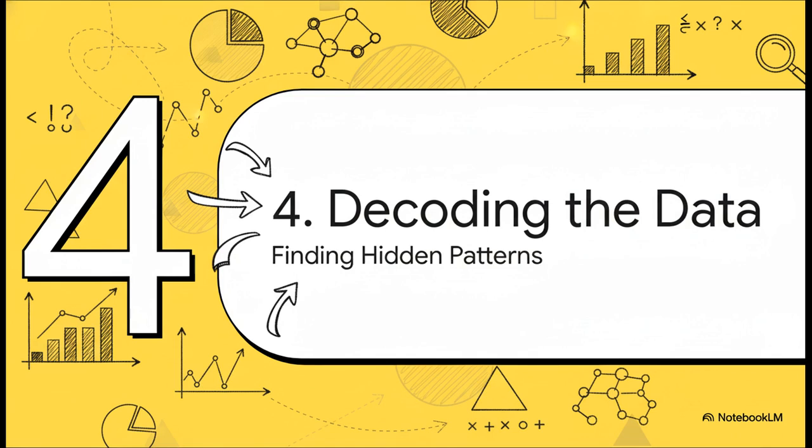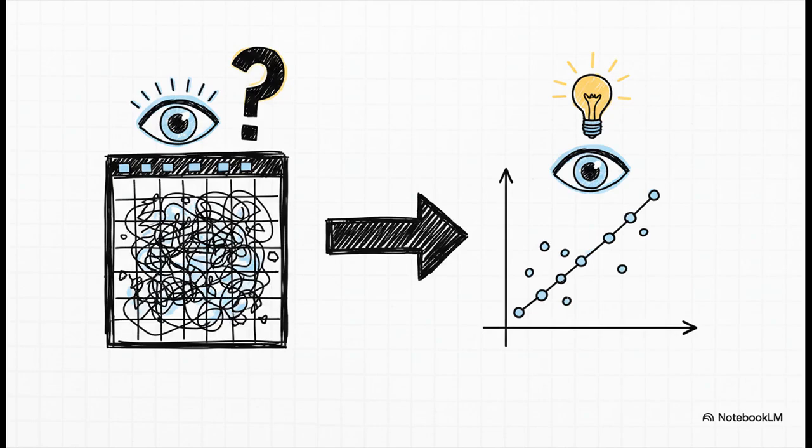Okay, the evidence is in. We've got piles of numbers, tons of answers. So the next phase of our journey is to start decoding it all. It's time to hunt for those hidden patterns. So where do we even begin with all this raw data?